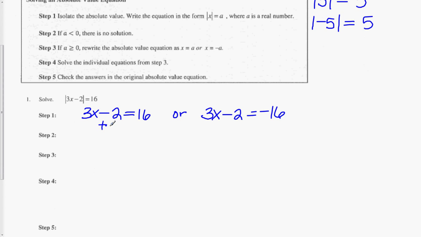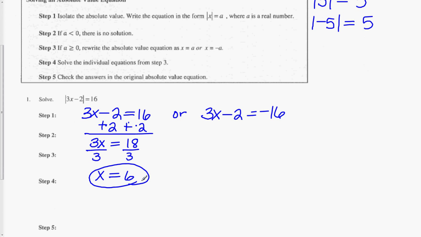So let's just solve each one of these. I'm going to add 2 to both sides, so I'm going to get 3x equals 18. Divide each side by 3. So x equals 6. There's one of my possible answers. And if I put 6 back in here, 6 times 3 would be 18, 18 minus 2 would be 16, and the absolute value of 16 is 16. So that works.